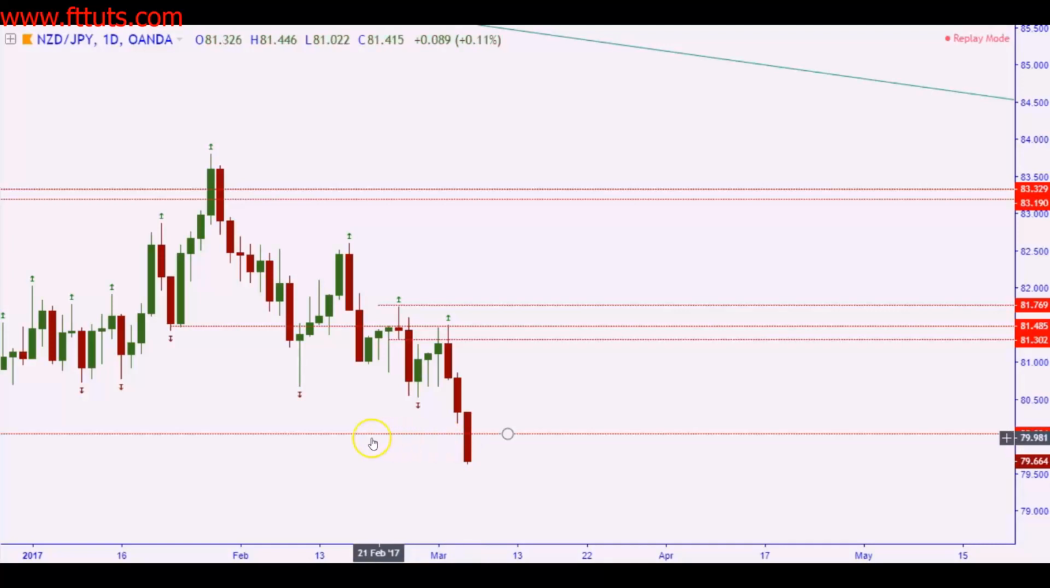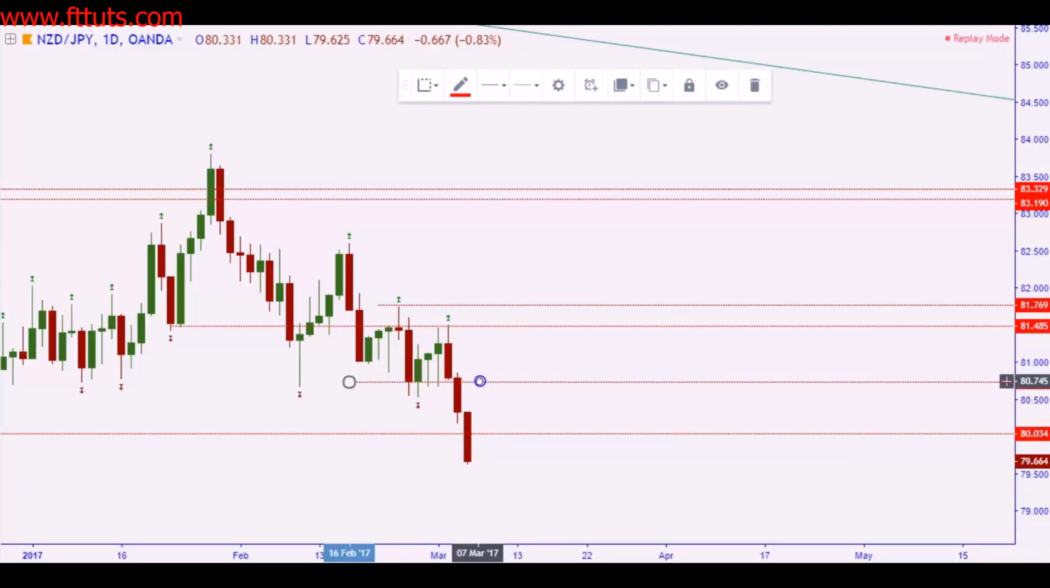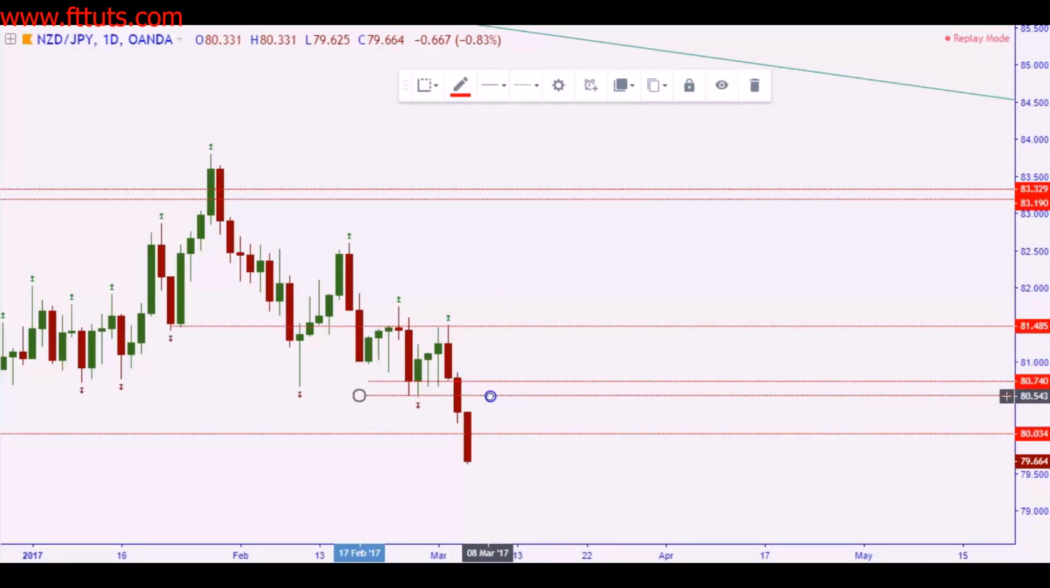So now what we're going to do, we're going to draw our zone, sorry, because we broke a fractal right here. When you break the fractal, mark the zone. Now you're not always going to come back, but if you do, you get a good shot.